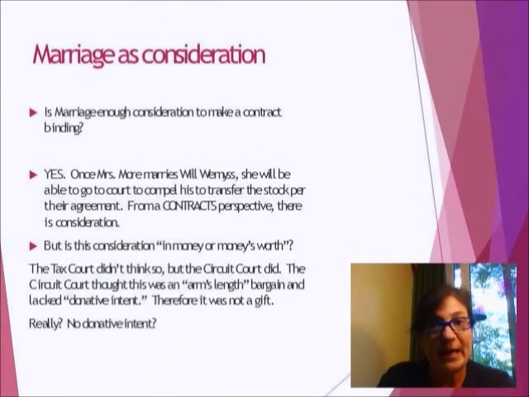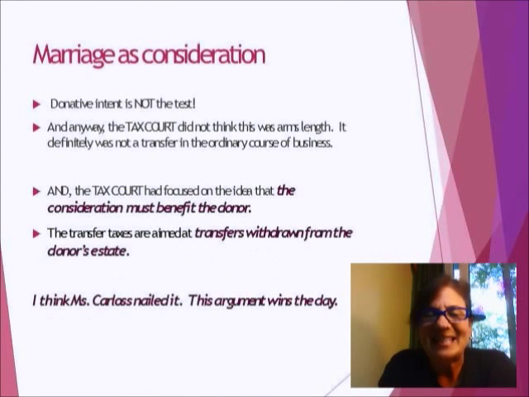So reasonable minds disagreed on this. The circuit court thought that this was an arm's length bargain, and it lacked any donative intent, and so it was not a gift. Really? Do you believe that? No donative intent? This is the woman he wants to spend his life with? Well, it doesn't even matter, because that's not the test. And the tax court didn't think this was arm's length. This is not the ordinary course of business. This is somebody you want a lot closer than arm's length.